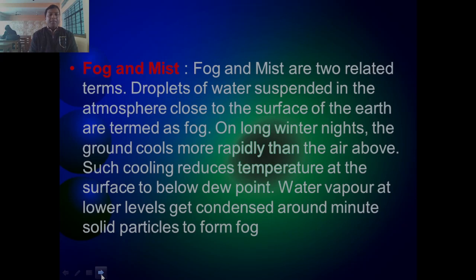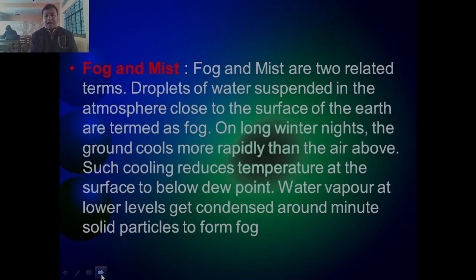Now again we have fog and mist. Fog and mist are actually two related terms. Droplets of water suspended in the atmosphere close to the surface of the earth are termed as fog. What is fog? Fog: droplets of water suspended in the atmosphere close to the surface of the earth. As all of you see on this fine morning, there is a fog condition developed in our atmosphere.